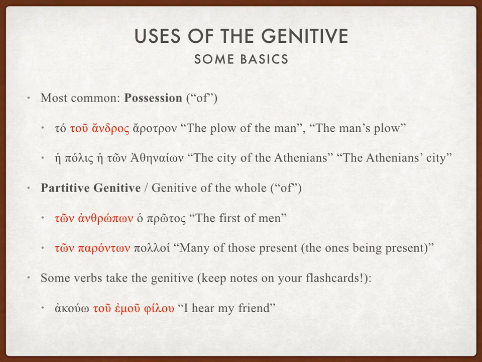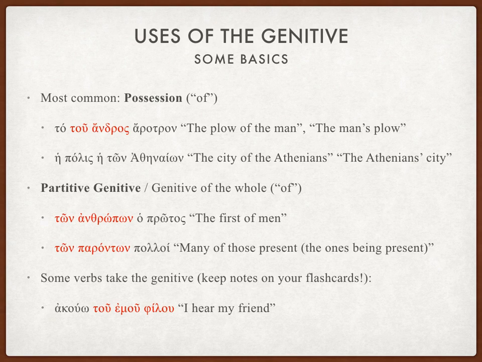But sometimes it will express the larger whole of which something is a part. We call this the so-called partitive genitive, or genitive of the whole, which is translated the same way with "of." So one example of this could be "ton anthropon ho protos," the first one, "ho protos," of men. Out of all men, out of the men, he is the first. He is the part of the whole expressed in the genitive. That's why it gets its name, partitive genitive or genitive of the whole. It helps you remember how to translate it.